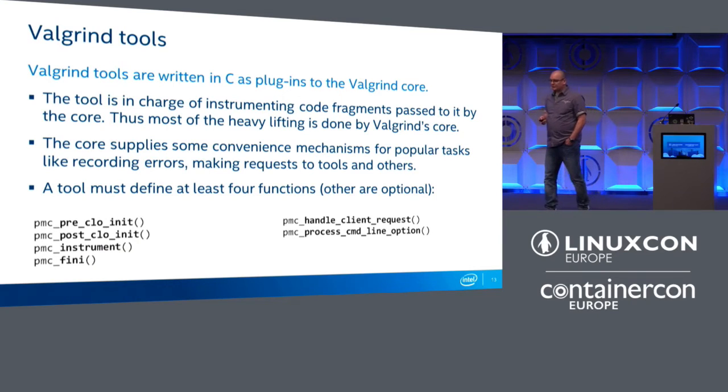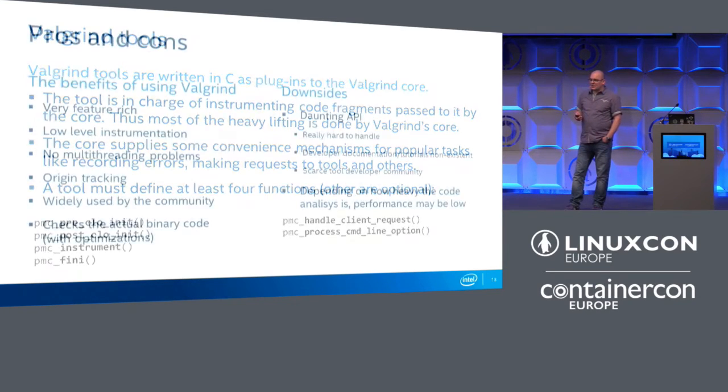If you want to write your own tool, it's not rocket science, but it's also not trivial. There are some examples in the Valgrind repository, and you need to implement the four mandatory functions. You can pick your own names; they just depict the action each function performs, and PMC is just our prefix for Pmemcheck. The most important one is instrument, which handles all those intermediate representation statements and does some actions to instrument the final code. Because we are handling these client macros, we also have a handle client request function, as well as some command line argument processing.